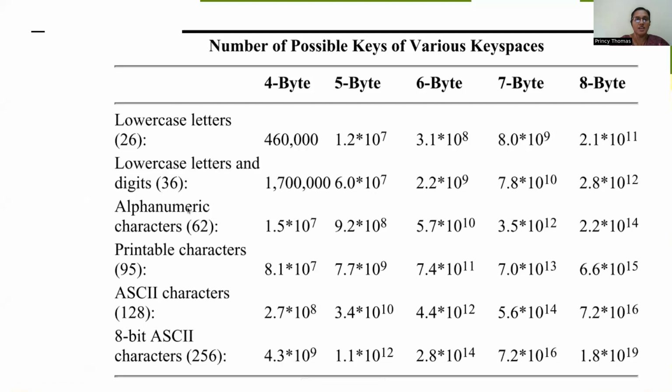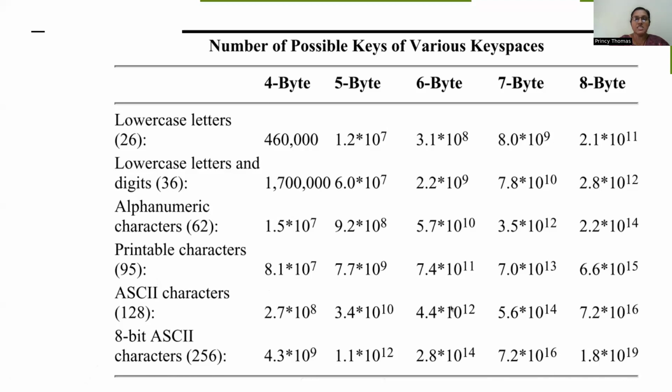If alphanumeric characters are used, then for 4 bytes, it's 1.5 into 10 raised to 7. And just like earlier, as the key space increases, the number of attempts is exponentially increasing. If all printable characters are taken into account, then it is even better than the alphanumeric characters. If ASCII characters are taken, then there are 128 characters, so accordingly this has increased. If 8-bit ASCII characters are used, then 256 possibilities are there. And this is how the values are shown.